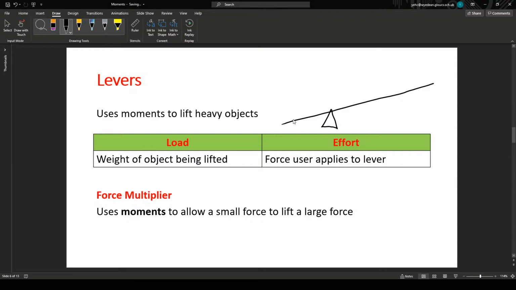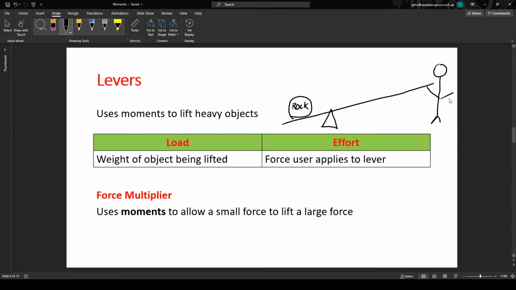So let's take, for example, we were people back in the Stone Age, and we wanted to lift a rock. There's our rock. I'll label it rock. And then here we are. We wanted to lift this big heavy rock that we can't lift without some sort of tool to help us lift it. So what we did instead is we invented levers. And levers use the principle of moments in order to lift heavy objects.